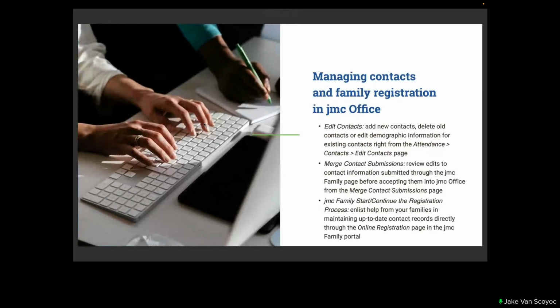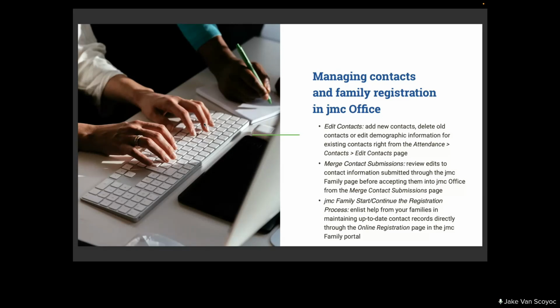All right, so here are those 3 different pages. Edit Contacts. You can add new contacts, delete old contacts, or edit demographic information for existing contacts right from the Attendance, Contacts, Edit Contacts page. That's the office side. Then Merge Contact Submissions. So these are what you'll see in the top right-hand corner if somebody sends in information, say, hey, they got a new phone number, they got a new email address. You can review edits to contact information submitted through the JMC Family page before accepting them into JMC Office from the Merge Contact Submissions page.